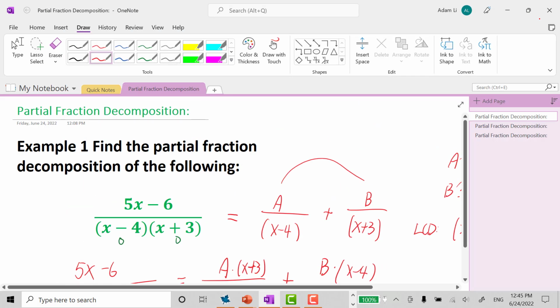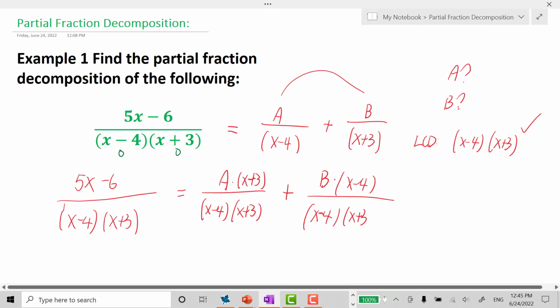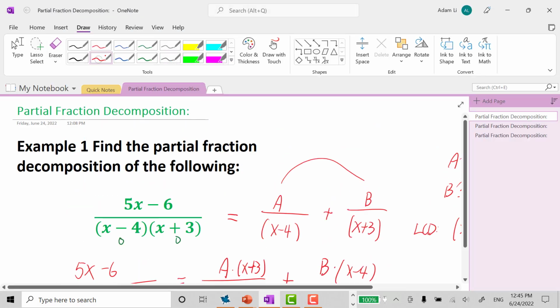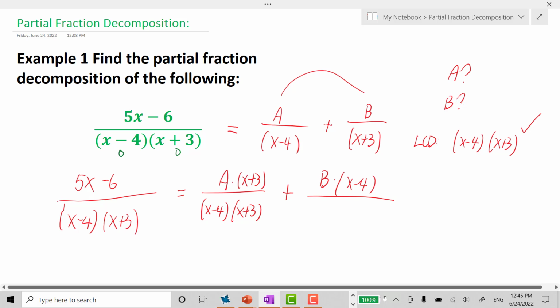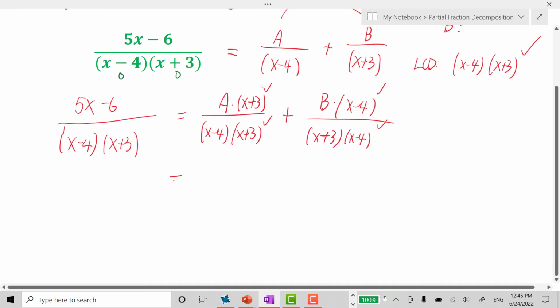Okay, I should write the other one first. Quickly erase this. So x plus 3 goes first, and x minus 4. Notice that we multiply by the same factor to get to the LCD. So now from here, we combine the right-hand side. Still, the left-hand side remains the same.